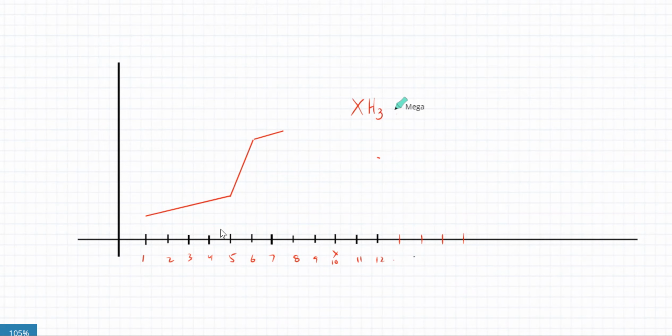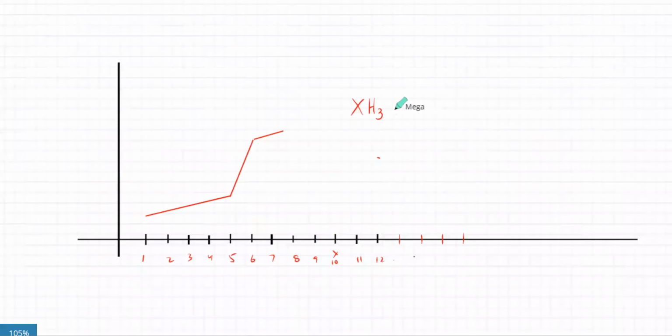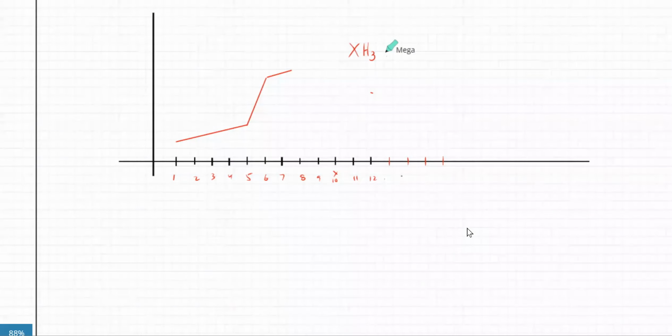And if you were to identify this element, it's going to be period 2 and group 5. So period 2 is this one, group 5 is this. So it's basically nitrogen over here. And sometimes they're not going to give the whole sketch, just a partial sketch. But hopefully everyone gets this idea.